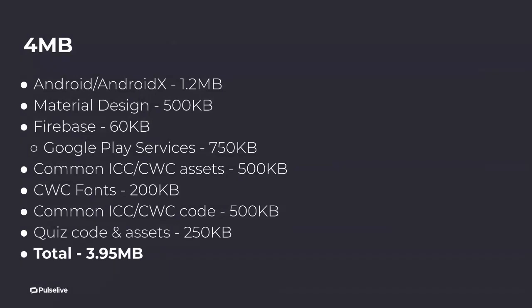If I need to find more space, the one in particular I'd look at is the common Cricket World Cup code. That's a big bundle of common stuff that we use across the entire app, and a lot of it's not actually needed for the instant app. So if I need to save more space, that's where I'd look.